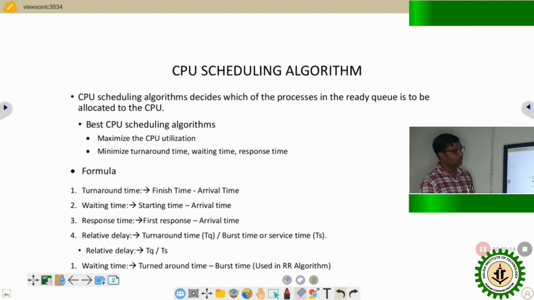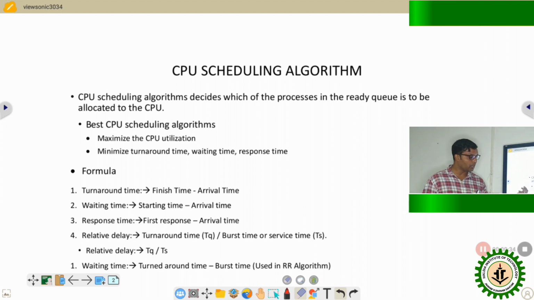So what is the criteria of a CPU scheduling algorithm? The CPU scheduling algorithm decides which of the processes in the ready queue is to be allocated to the CPU. What is the ready queue? The ready queue holds the processes which are ready to execute, and they are served one by one according to the order.